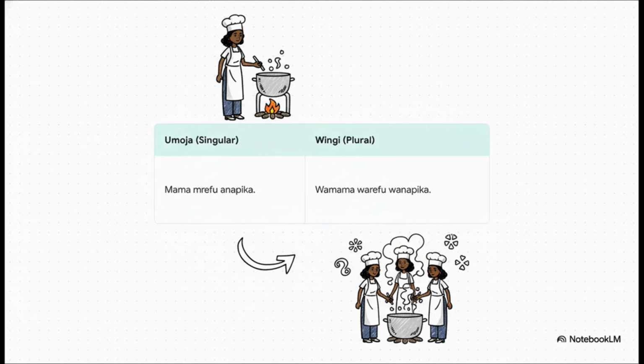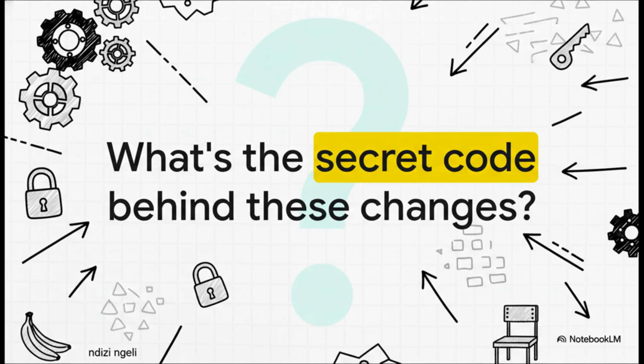Simple enough? But now look what happens when we go plural. Wamama warefu wanapika. See that? The beginnings of almost every single word have changed. The noun, the adjective, even the verb, they've all morphed. It's really easy to see why this can feel a little chaotic at first. So, you're left wondering, what is the secret code here? Is there some kind of hidden logic, or is it just random?